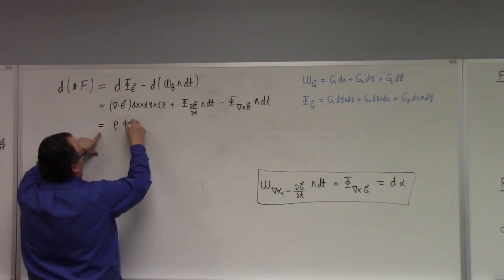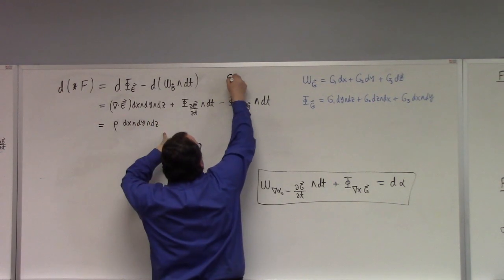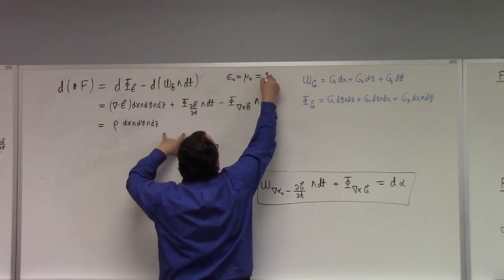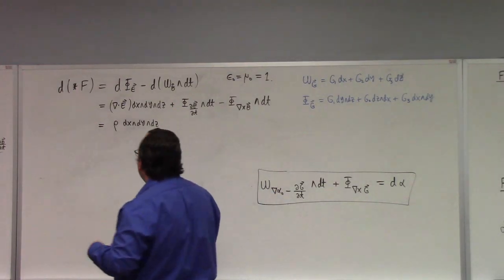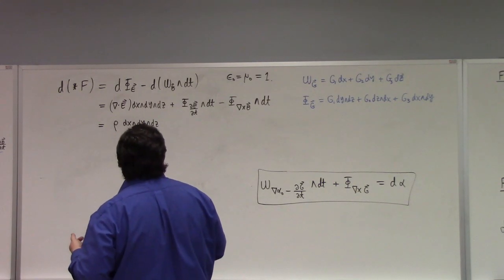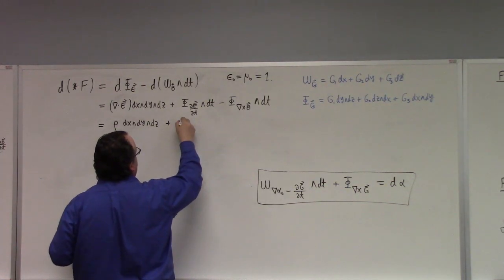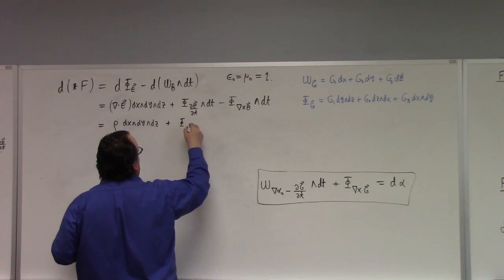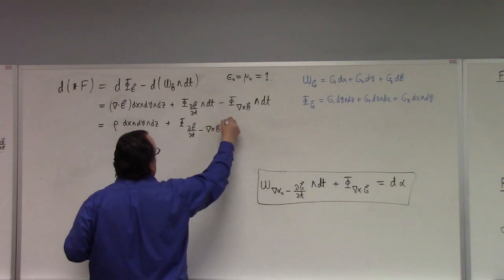And, for convenience, we're putting epsilon naught equal to mu naught equal to 1, if you guys don't mind. I mean, why not? Whatever. Let's see here. So we have plus the flux form of, good grief, partial E, partial T, minus the curl of B, I guess, at the moment, wedge dt.